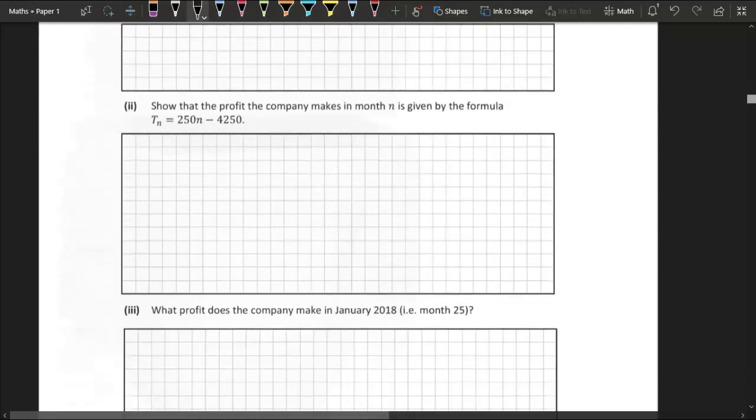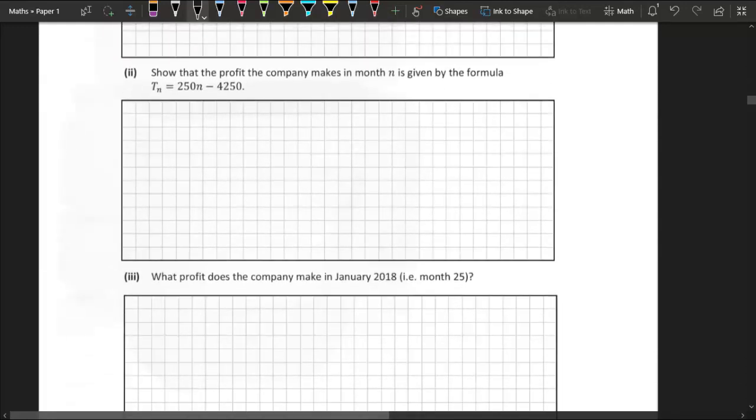It says, show that the profit the company makes in a month n is given by the formula Tn is equal to 250n minus 4250. The Tn. So this Tn indicates we are dealing with sequences and series, number patterns. So normally when you see Tn, we know that the formula for Tn is equal to a plus (n minus 1) times d. Now, why am I using this? Okay, so this is used for a sequence, and in particular, an arithmetic sequence.